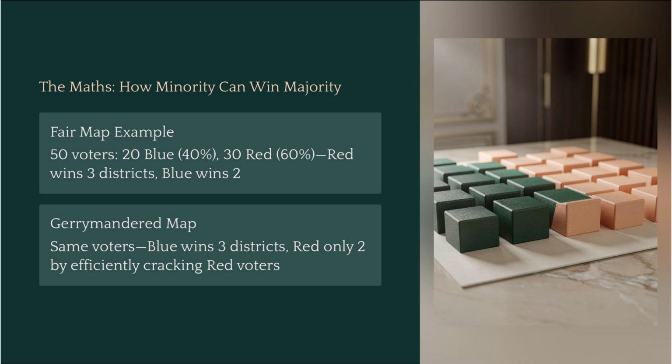But look what happens with a gerrymandered map. If the blue party draws the lines, they can use cracking and packing. They can pack red voters into 2 super districts and crack the rest. Suddenly, with the exact same voters, blue wins 3 districts and red only wins 2. The minority party has just stolen the legislature. It isn't magic, it's geometry.